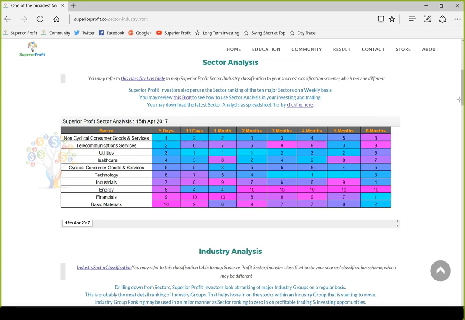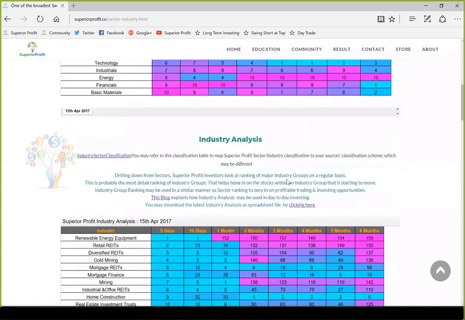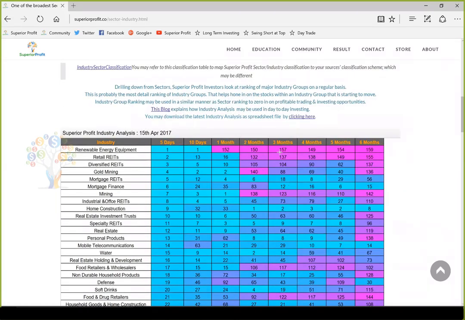The analysis that we do for the sectors, we do it at a much more detailed level for the 160 industry groups. And again, as we saw from the graphs, renewable energy equipment, which was lagging for many review periods, one of the worst performers, 159 out of 160 industry groups, to 152, but over the last 10 day and 5 day period, it has jumped in ranking significantly, becoming the top performer. So this could be an industry group where we could look for not only swing long trade but also potentially long-term investment.